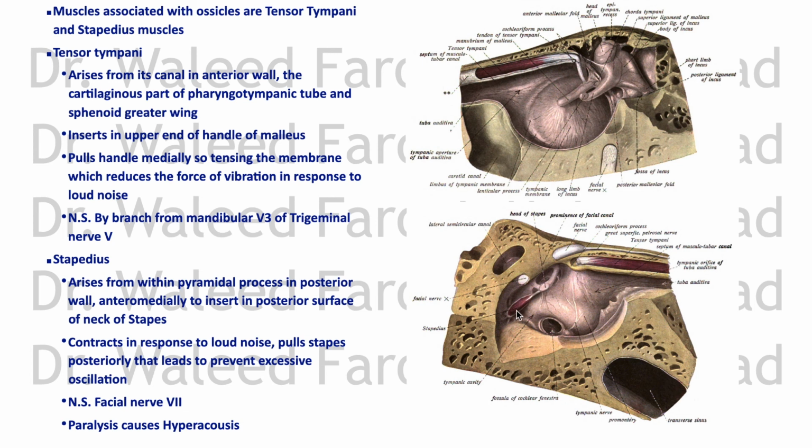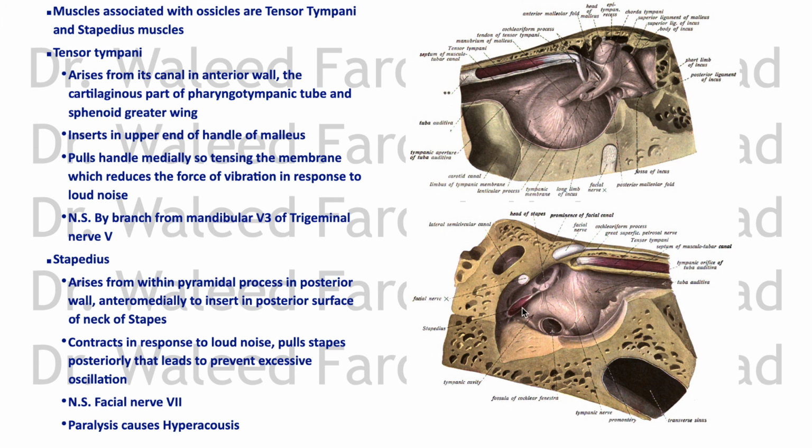See that coming from the posterior wall, from the pyramidal prominence. It's supplied by the facial nerve. Note that the two muscles have different nerve supply, one from the trigeminal mandibular division, and one from the facial. This reflects the importance of these muscles. The stapedius also dampens the excess oscillations that reach the stapes. Otherwise, it will fall off the oval window.